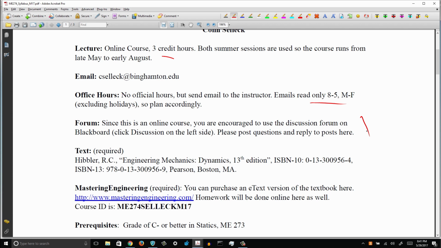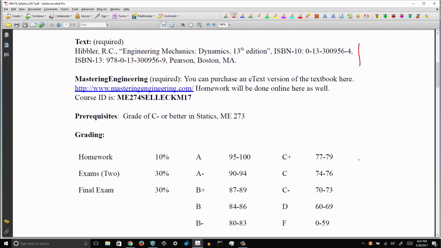The text, it is required, Engineering Mechanics Dynamics 13th edition by R.C. Hibbeler. Online resources, you're also required to sign up at masteringengineering.com. All the homework is done online there, and you can also purchase an e-text version of the textbook there as well.